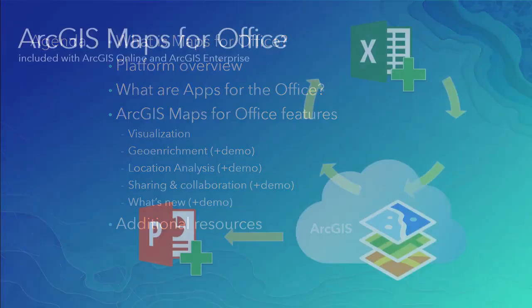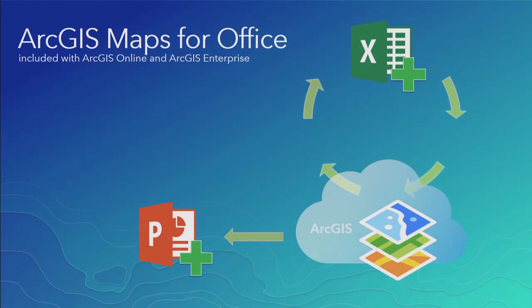So that being said, Maps for Office is included with ArcGIS Online and ArcGIS Enterprise subscriptions. So if you have a named user, you can just download Maps for Office. It plugs into Excel and PowerPoint. And once you sign in with your named user credentials, you can start using the Excel features and the PowerPoint features that we add into those pieces of software.